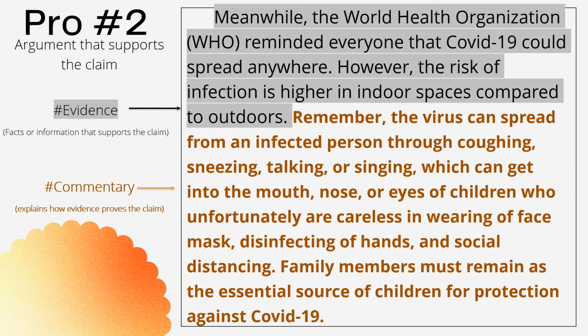Remember, the virus can spread from an infected person through coughing, sneezing, talking, or singing, which can get into the mouth, nose, or eyes of children who unfortunately are careless in wearing of face masks, disinfecting of hands, and social distancing. Family members must remain as the essential source of children for protection against COVID-19. This is our pro number 2, or our second supporting argument.